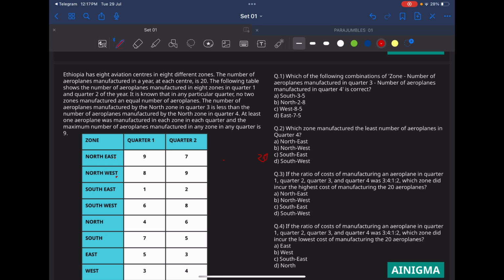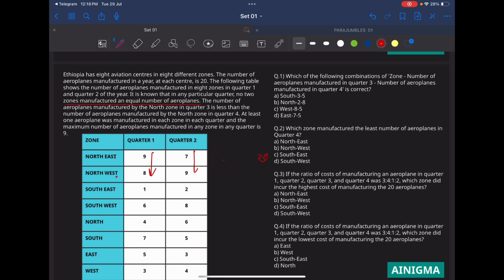of the year. It is known that in any particular quarter, no two zones manufactured an equal number of aeroplanes, which means this value is unique. In any particular quarter, no two zones manufacture an equal number of aeroplanes, which means this value has to be unique. Like, the column has to be unique.